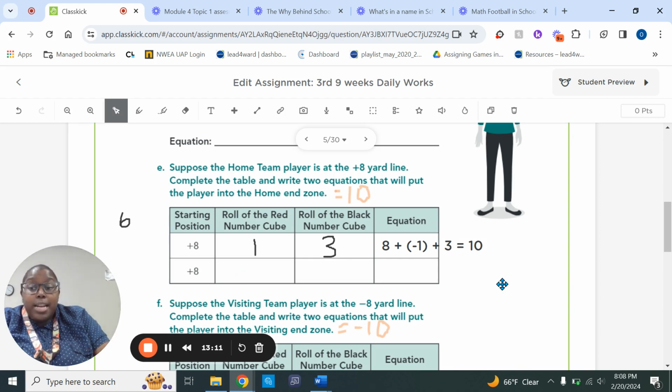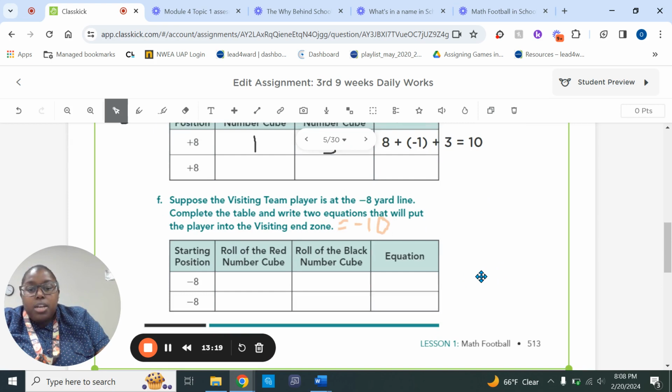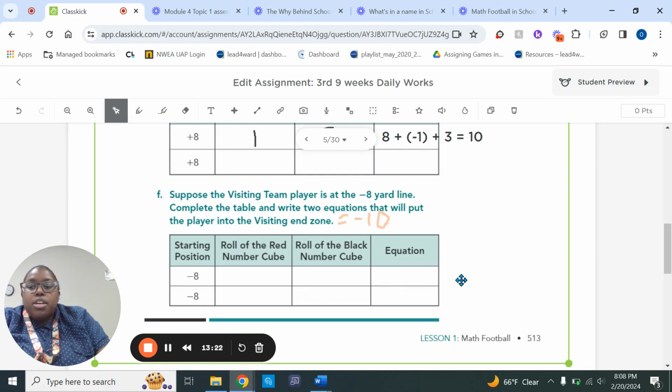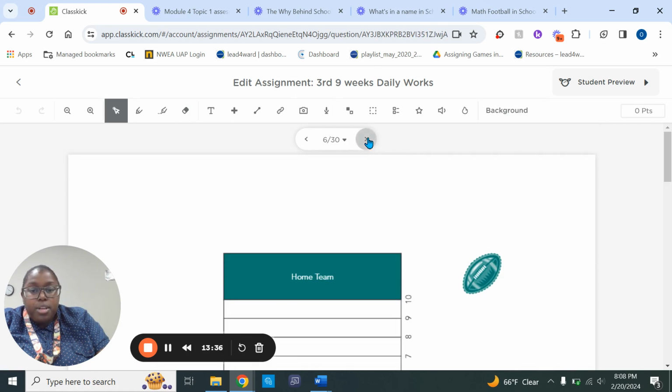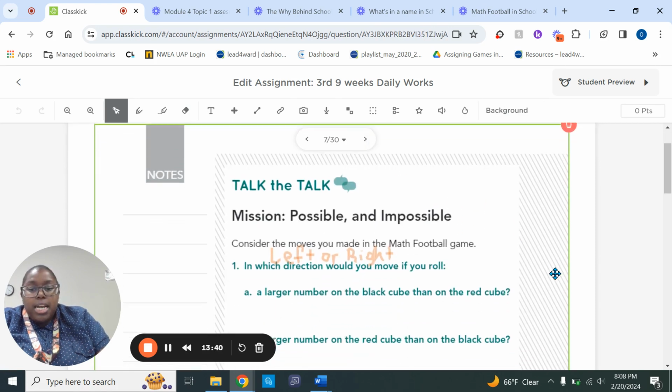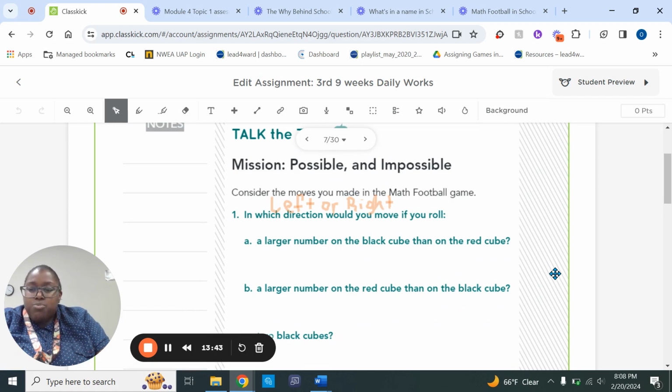Now, for the next one, you cannot use the same numbers. So you have to use a different combination of 1 to 6 for both of these to get either 10 or higher. But remember, for the visitors, you're looking for a -10 or lower because the numbers need to be negative. Now, that is the first part of this assignment and homework. There is a second part. So the second part of the homework is this side. It was 2 different pages, and you would have had to turn both of the pages in.